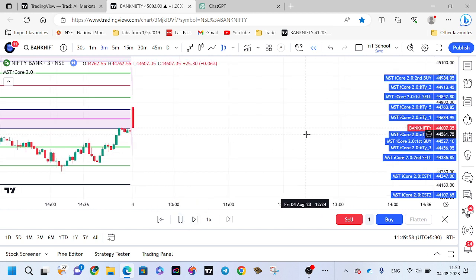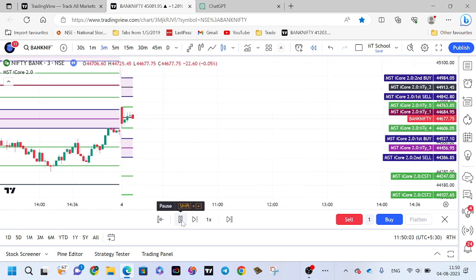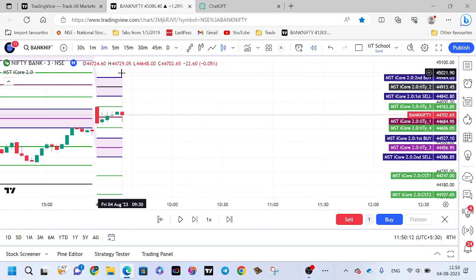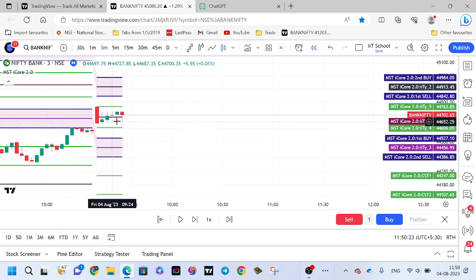So now we are ready with the entries. Once the market is open, immediately our buy entry and sell entries are ready. What to do? If the market is coming down first to this zone, that is 44,527, we will be ready with the 44,500 call option. Otherwise we will be ready with the 44,700 call option, this midpoint. If you are a seller, you can sell the 44,500 put option. So like that you can trade.